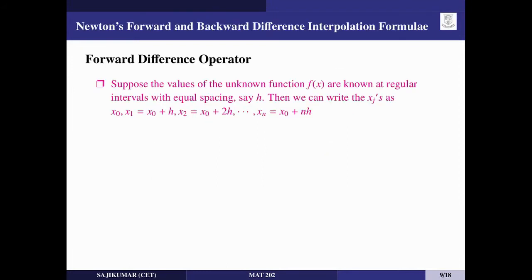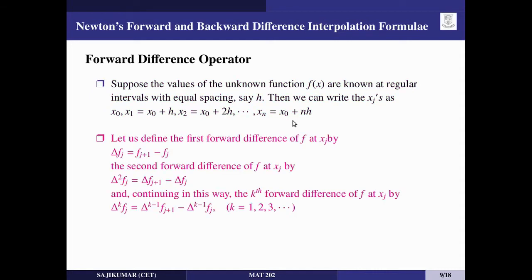Newton's forward and backward difference interpolation formulae. In order to derive Newton's forward and backward difference interpolation polynomial, we require two operators called forward difference operator delta and backward difference operator del. First we define what is a forward difference operator. Suppose the values of unknown function f(x) are known at regular intervals with equal spacing say h. Then we can write x's as x0, x1 is equal to x0 plus h, x2 is equal to x0 plus 2h, etc., xn is equal to x0 plus nh.